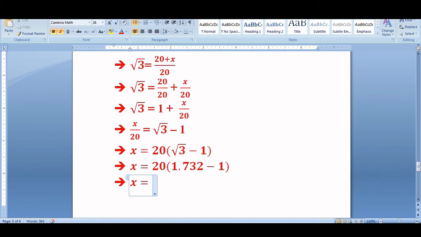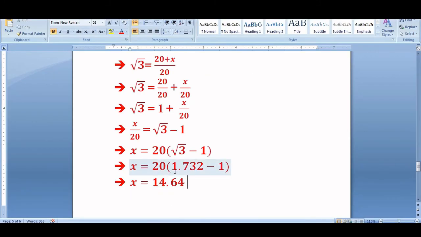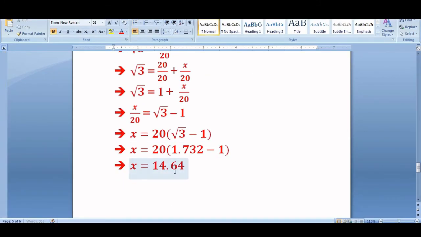So what will be the final answer over here? Okay, it's 14.64. So it's not the exact value, it's somewhat approximate value, 14.64. So the height of the flag post is how much? It's 14.64 meter.